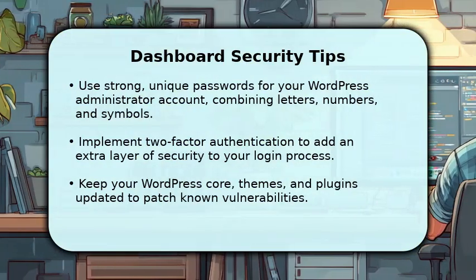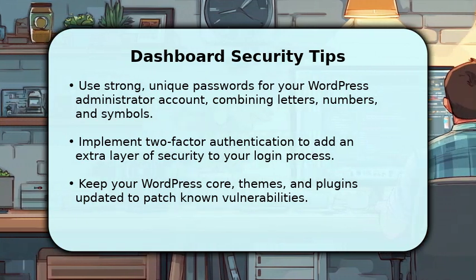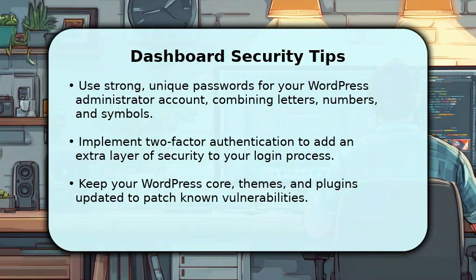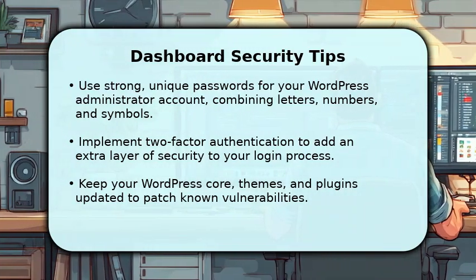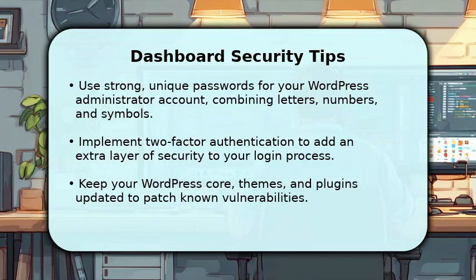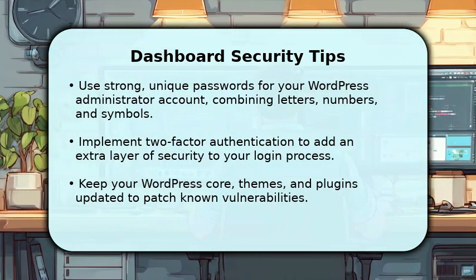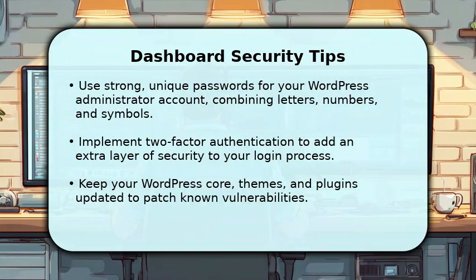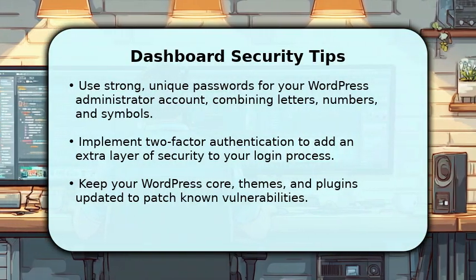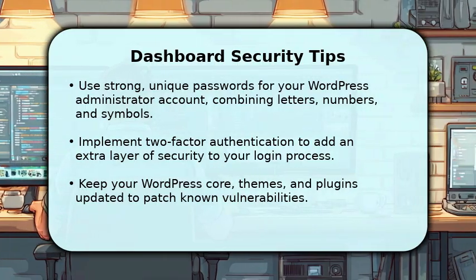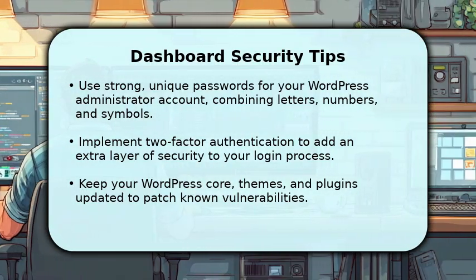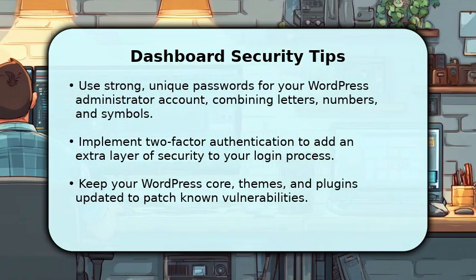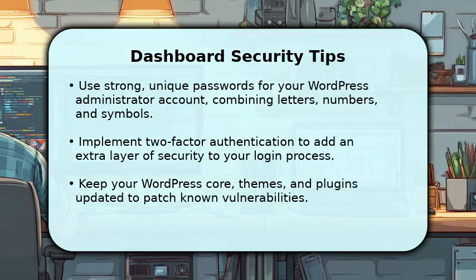Securing your WordPress dashboard is crucial for protecting your website. Always use strong, unique passwords that are at least 12 characters long, mixing uppercase and lowercase letters, numbers, and symbols. Consider enabling two-factor authentication for an additional security layer, requiring a code from your phone. Regularly update your WordPress core, themes, and plugins to patch any security vulnerabilities. Finally, install a security plugin to limit login attempts, which helps prevent brute force attacks on your administrative area.